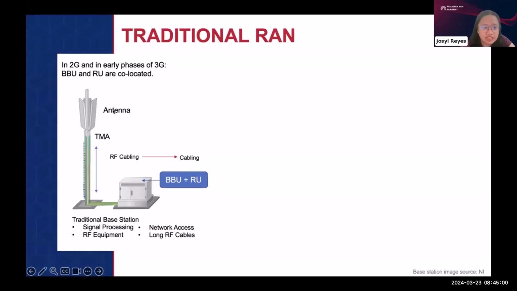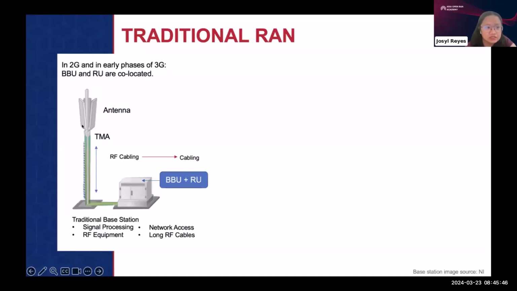Okay, so in the traditional RAN, there are base stations like this, maybe in 2G and early 3G. Both the baseband unit and the radio unit are co-located. So if you have seen a base station like this, they have the cabinets here. Inside are different components for signal processing or other pre-processing tasks. And then the radio unit is in charge of the analog and digital conversion. They're still here, and you have to run long radio frequency cables before the signal is radiated by the antenna.